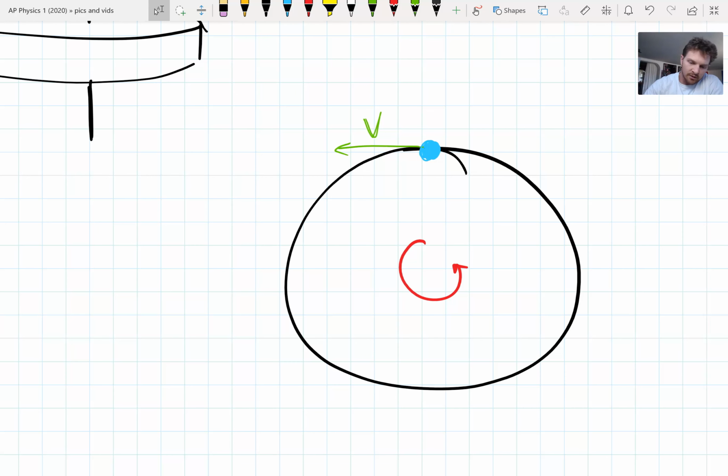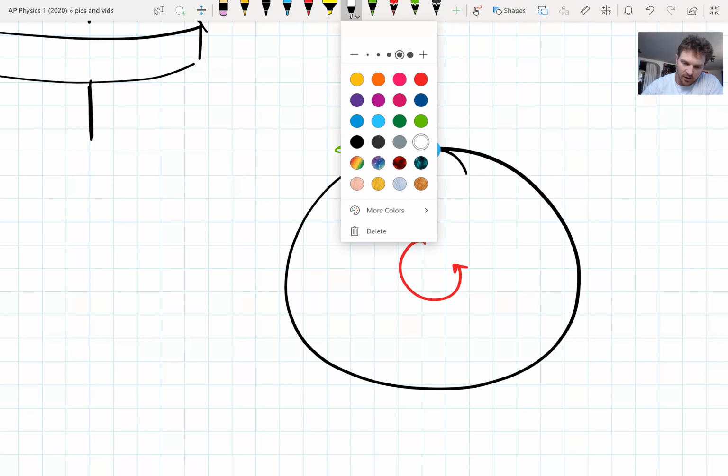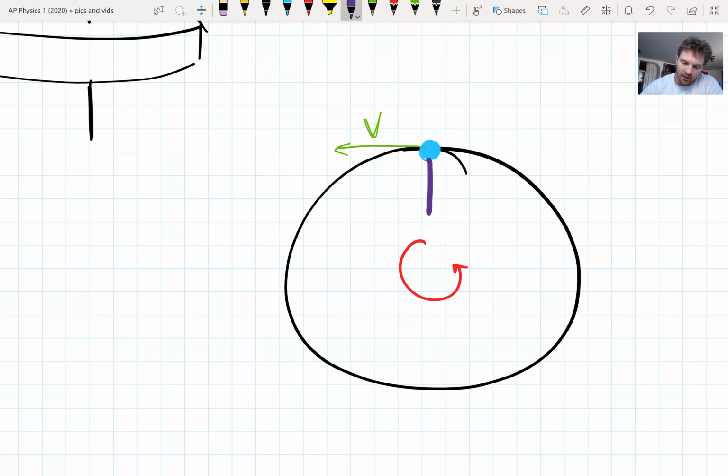Acceleration. Let's use purple. The acceleration would be pointing down towards the center of the circle. If the velocity is going to the left, the only way it's going to turn is if the acceleration is perpendicular to it. So the velocity and acceleration for circular motion will always be perpendicular to each other.